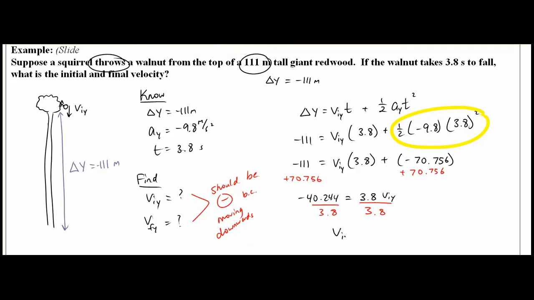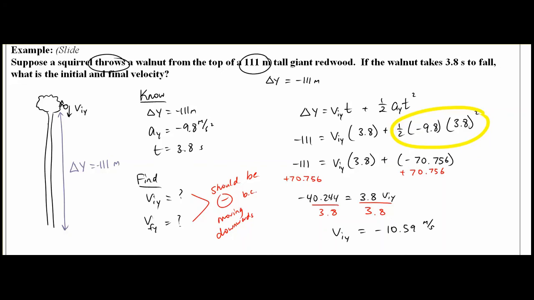So go ahead and solve for the initial y velocity. Let's see what you get. And you should get that it's negative 10.59 meters per second. And that agrees. We should be getting a negative value because this evil little squirrel is throwing it downwards. Okay, last part of the problem.